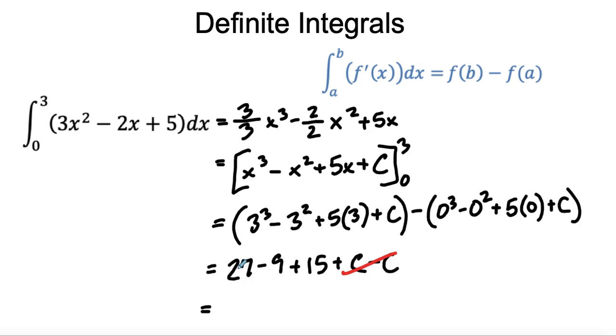So if we have 27 minus 9, that's just going to leave us with 18. So we just have 18 plus 15. And that means we're going to have a final answer here of 33.